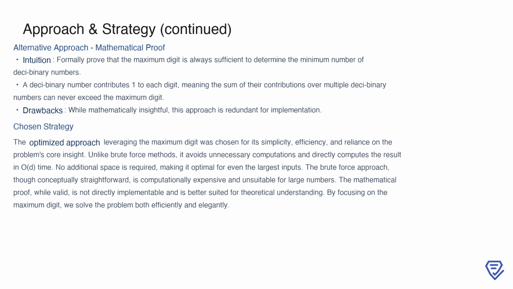Finally, let's briefly discuss an alternative mathematical approach to reinforce our understanding. The idea here is to formally prove that the maximum digit in n is always sufficient to determine the minimum number of Deci-Binary numbers. Since a Deci-Binary number contributes exactly 1 to each digit, the cumulative contributions of multiple Deci-Binary numbers can never exceed the maximum digit in n.